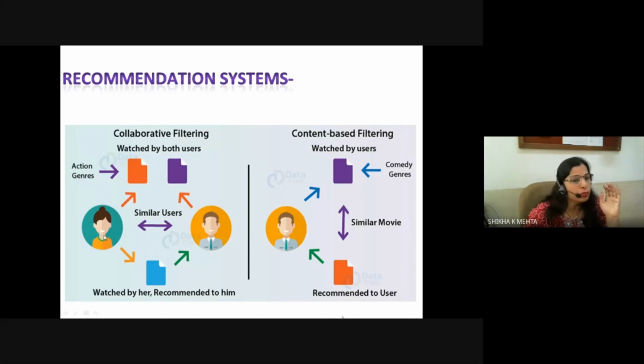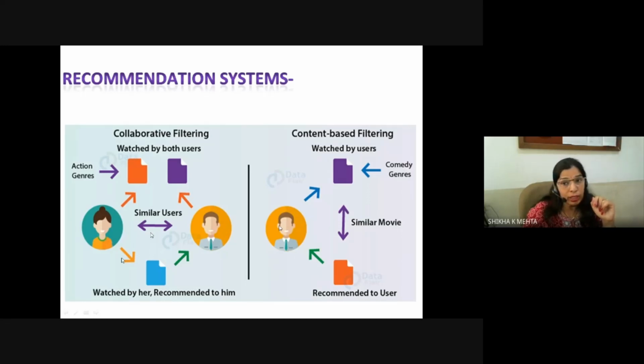Let us say in collaborative filtering, the first person watched movies of the action genre. Another user was also watching such kinds of movies. So there was a similarity because both of them are watching action movies. If a new movie was watched by her, then this new movie will be recommended to this user because they were showing similar behavior. So this is called collaborative filtering.